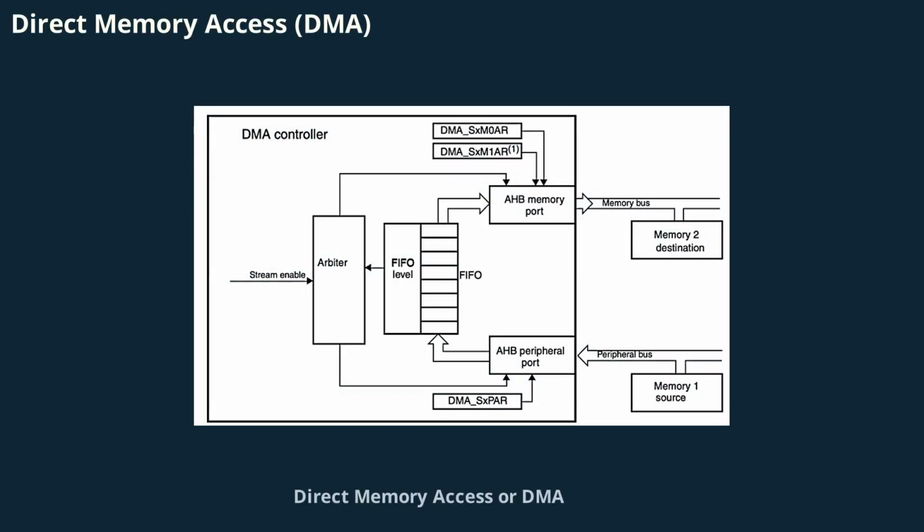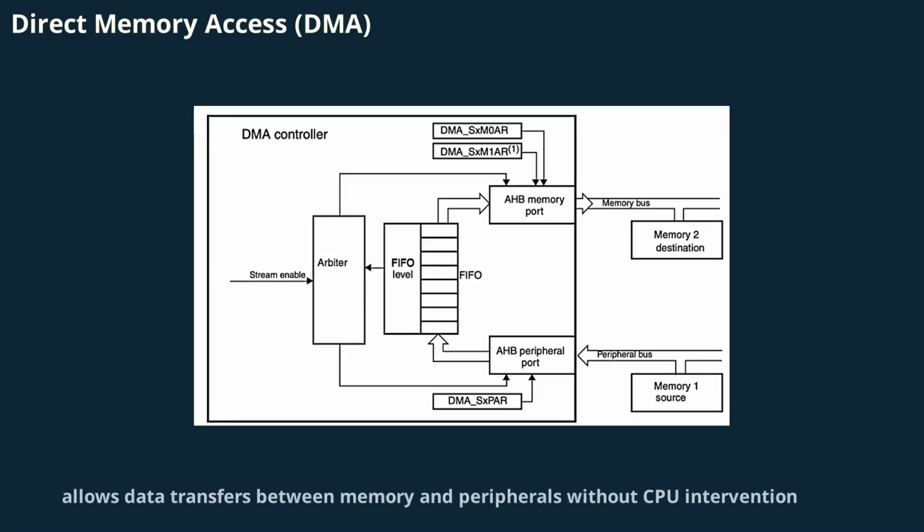Direct memory access, or DMA, allows data transfers between memory and peripherals without CPU intervention. This reduces CPU load and improves overall system performance. DMA can handle memory-to-memory, peripheral-to-memory, and memory-to-peripheral transfers, as well as manage circular buffers. Configuring DMA controllers properly enables efficient data handling in applications like ADC data collection or UART communication.